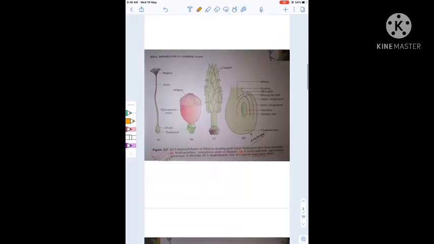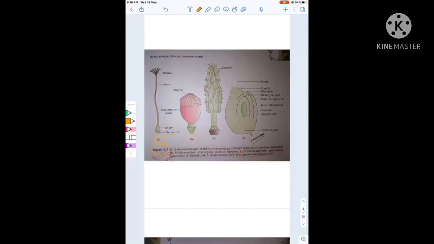Now in figure 2.7 there are four diagrams. Among them, the first diagram is easy. It's just stigma, style, ovary, and the thalamus. Now diagrams B, C, and D are really important.